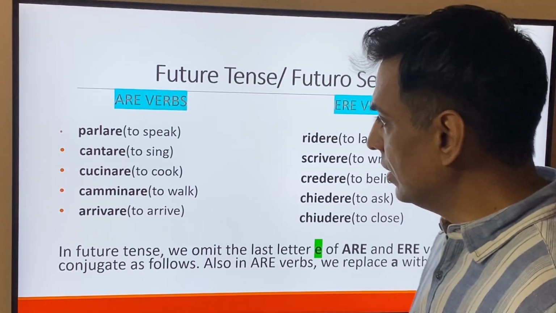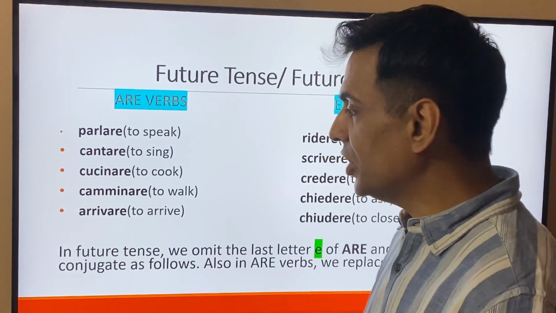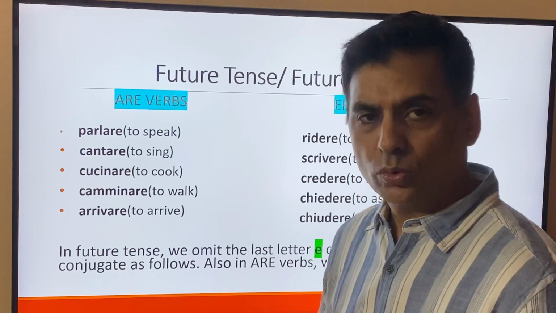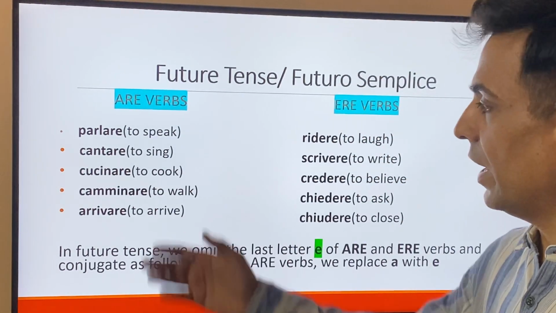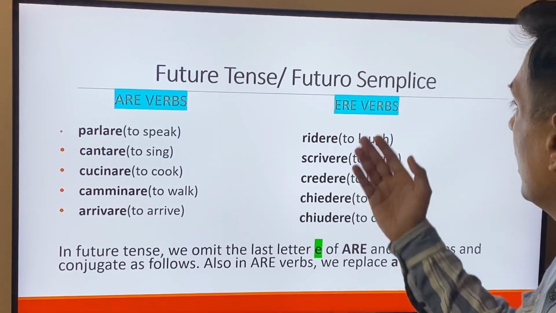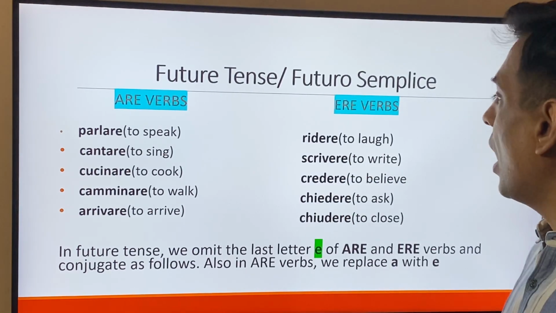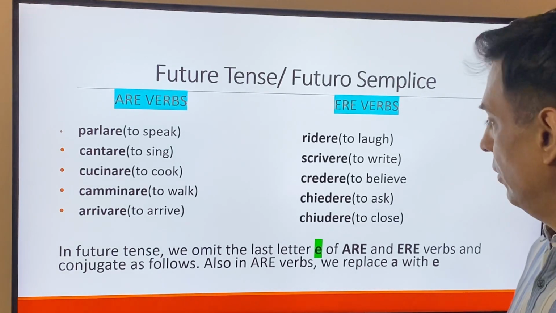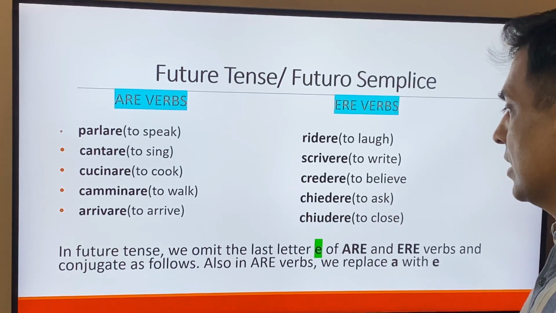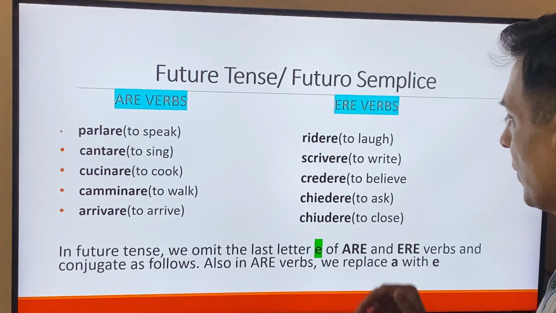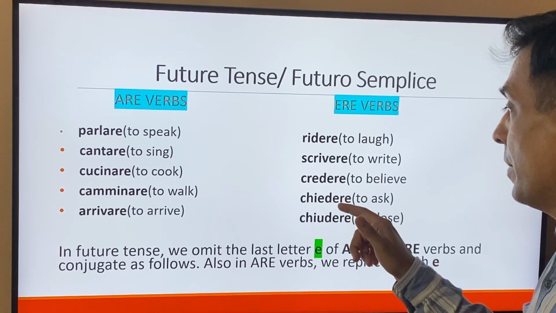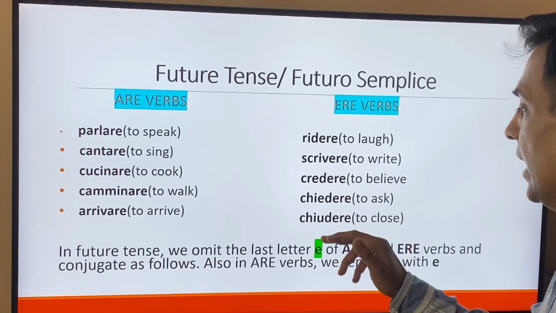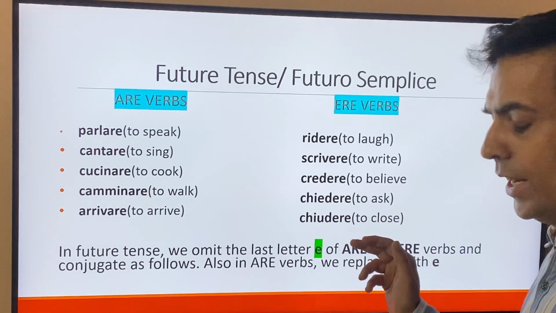Parlare, to speak. Cantare, to sing. Cucinare, to cook. Camminare, to walk. Arrivare, to arrive. Of course, there are many more, but we have taken just 5 of them. Ere verbs. Ridere, to laugh. Scrivere, to write. Credere, to believe. Chiedere, to ask. Chiudere, to close. Yes, it is difficult to remember, but that's how it is. Like to ask and to close. Ask is chiedere and close is chiudere.